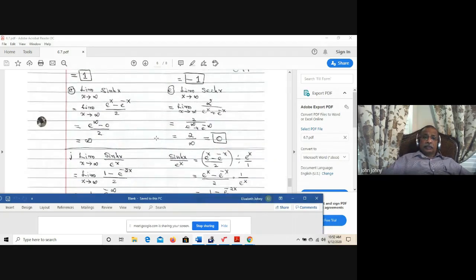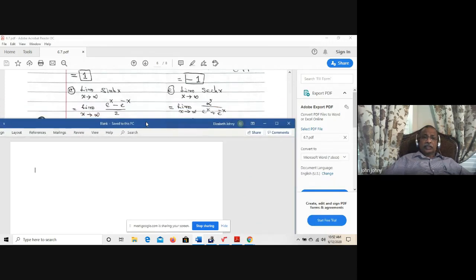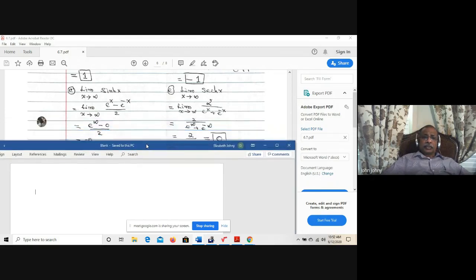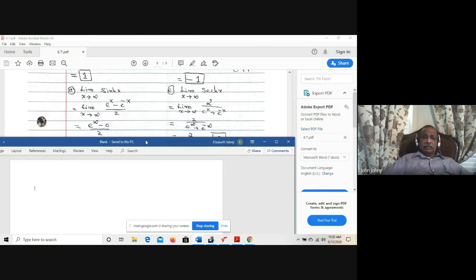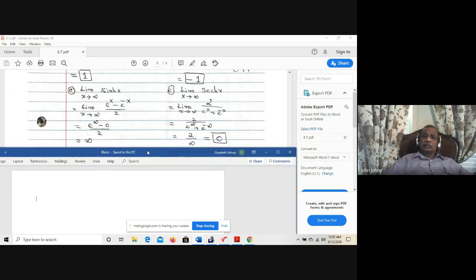Limit as x approaches infinity of sinh x. That is the limit as x approaches infinity of (e to the x minus e to the negative x) divided by 2. That is e to the infinity minus 0 over 2, which is infinity.